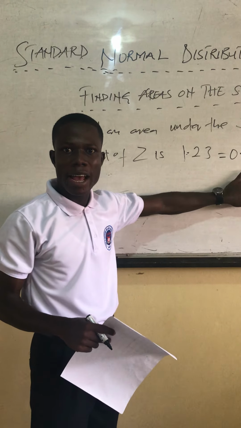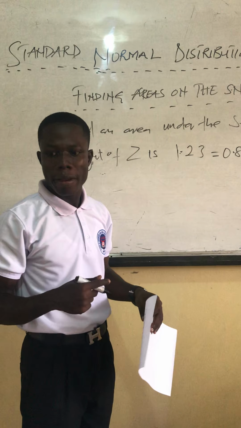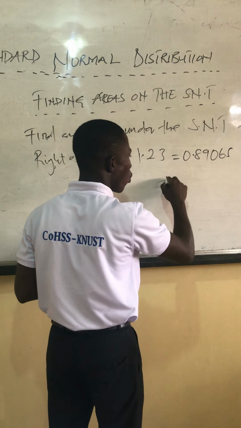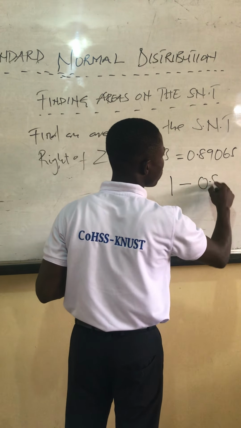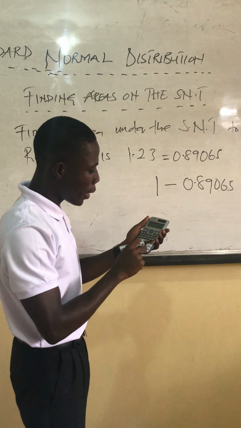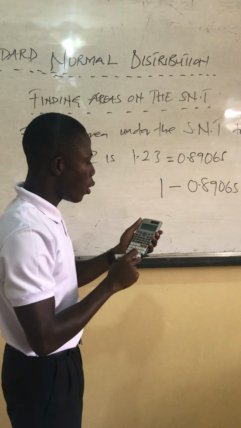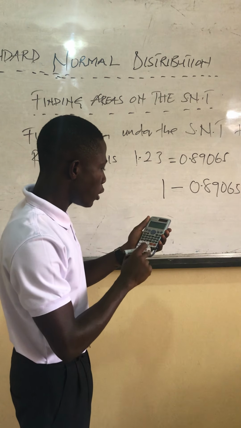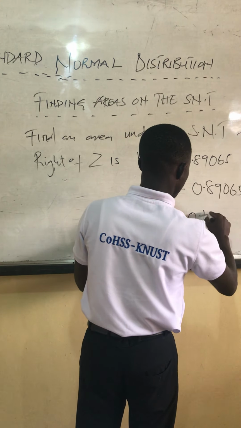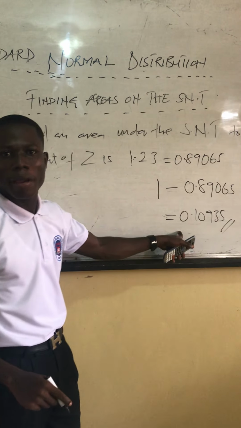If I want to get my final answer, I have to subtract this one from 1. Then the result will become my final answer. So to get your final answer, you subtract this one from 1. So it becomes 1 minus 0.89065. Okay, so my final answer is 0.10935.